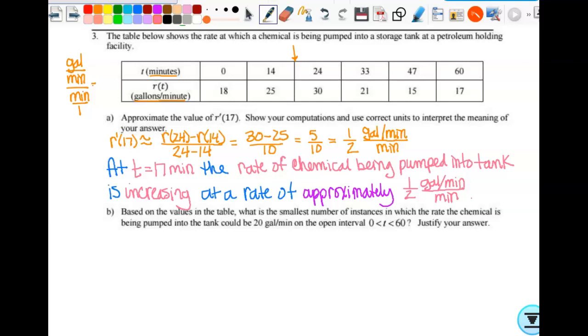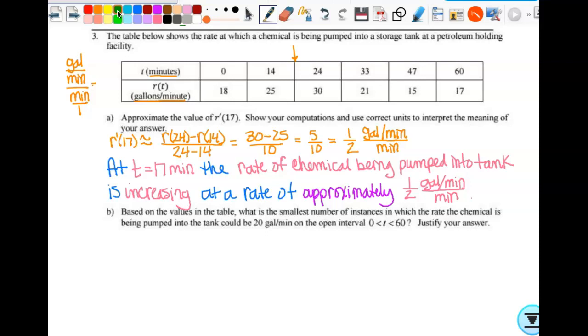Now, based on the values in the table, what is the smallest number of instances at which the rate the chemical is being pumped into the tank could be 20 gallons per minute on this open interval? So the open interval from 0 to 60, so we're looking at the entire thing. The minimum number of instances where it could be 20 gallons per minute. What do you think, and how do you think we figure that out?